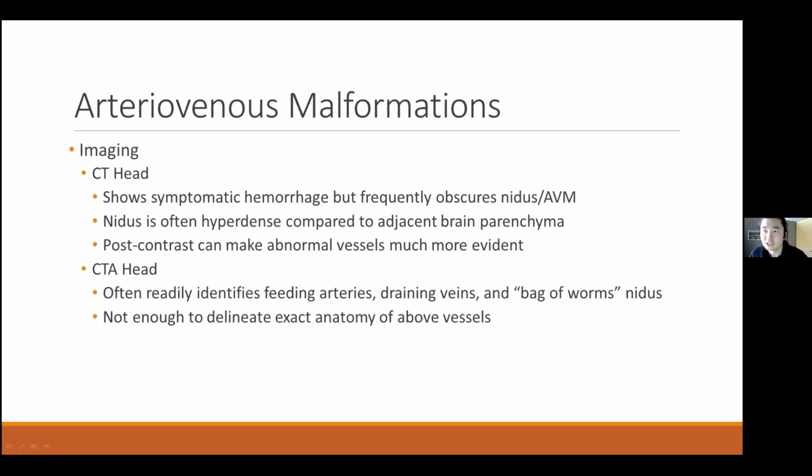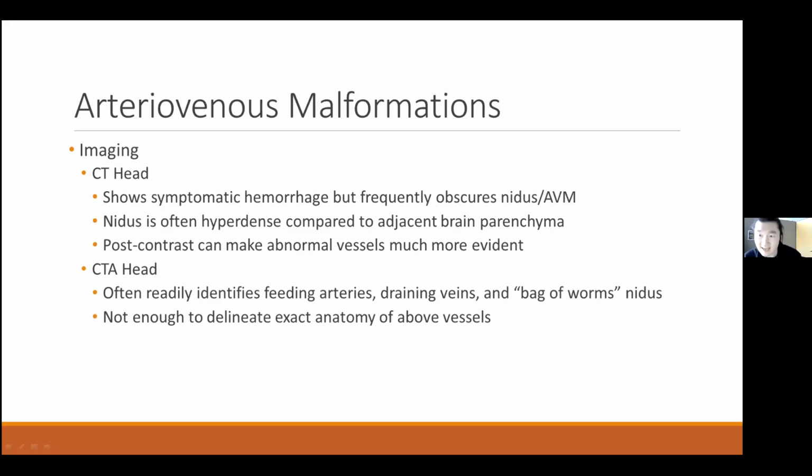In terms of imaging, symptomatic patients coming to the hospital are most likely to start with a non-con head CT. This is obviously going to pick up a large enough symptomatic hemorrhage, but it's frequently going to obscure the AVM as well as its nidus. That being said, the nidus itself is often somewhat hyperdense compared to the adjacent brain parenchyma. And if you have a post-contrast head CT available, the abnormal vessels are usually much more evident.